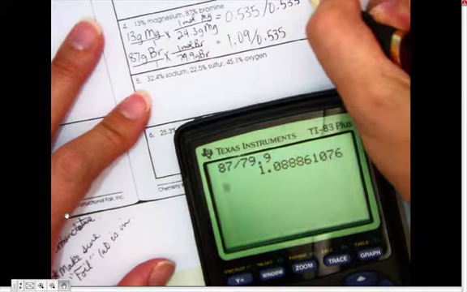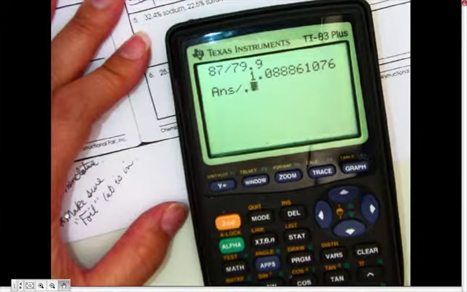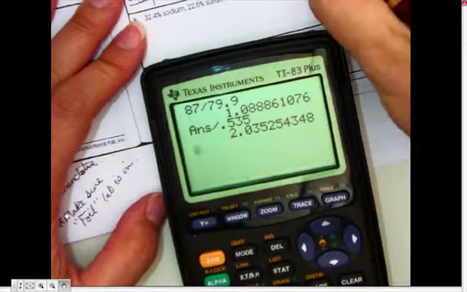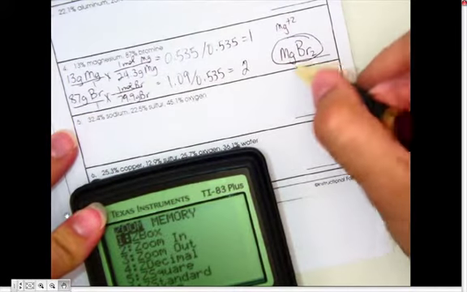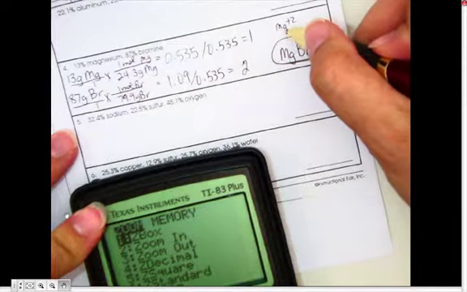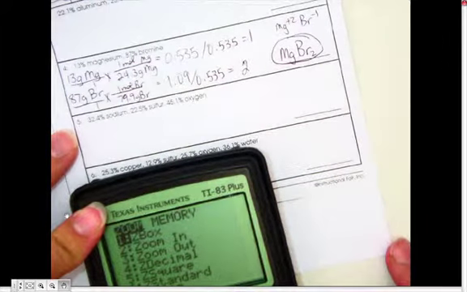Divide by the smallest, so I divide them both by 0.535. This is 1 and this one is 2. So that's 1 Mg and Br2, which is as it should be because magnesium has a +2 charge. MgBr2 is the answer. Magnesium is +2 and bromine is -1, and if you crisscross them you get MgBr2. This is a good way to check yourself if it's an ionic compound.